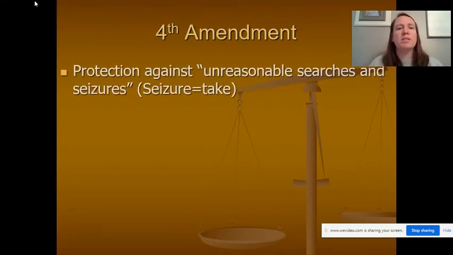All right, number 4, protection against unreasonable search and seizures. I want you to have that in your notes. So check your notes. If you don't have it, pause it, write it down. I want you to have unreasonable search and seizures.